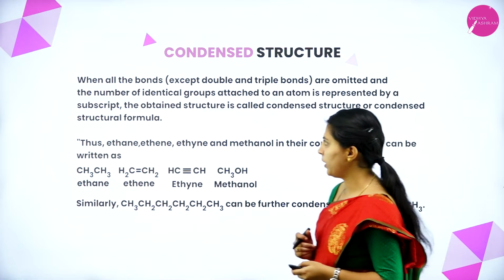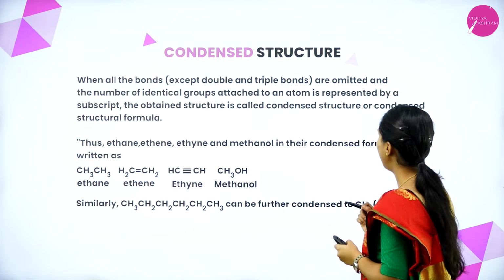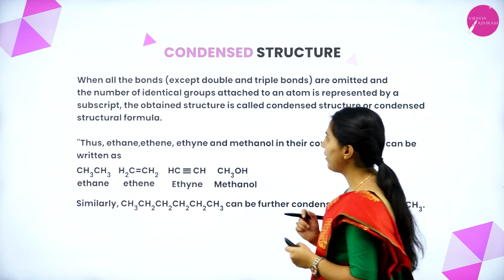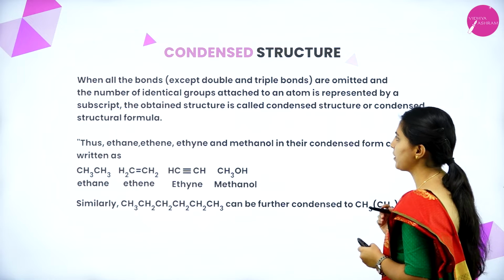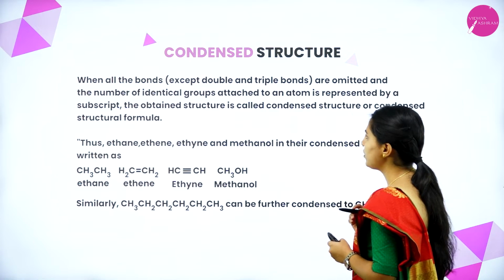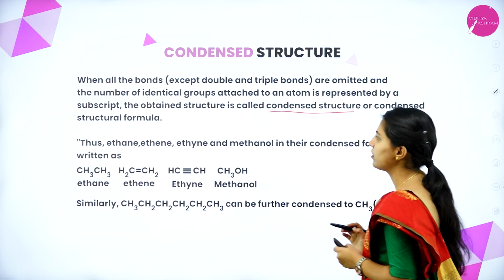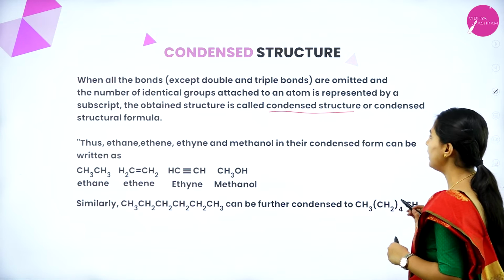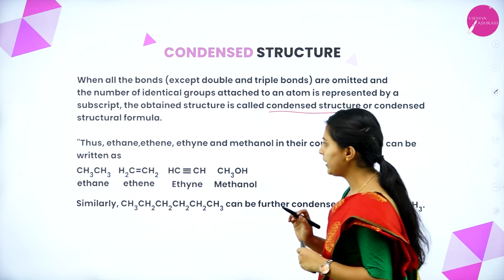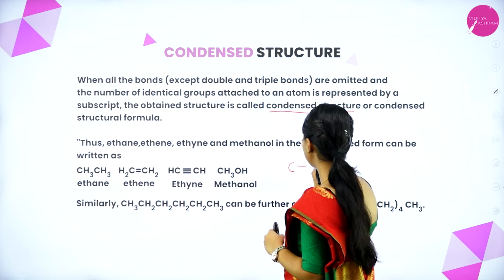In the condensed formula, when all the bonds except double bond and triple bond are omitted and the number of identical groups attached to an atom is represented by a subscript, the obtained structure is called condensed structure or condensed structural formula. Thus, ethane, ethene, ethyne and methanol in their condensed form can be written like this. How will we write ethane?